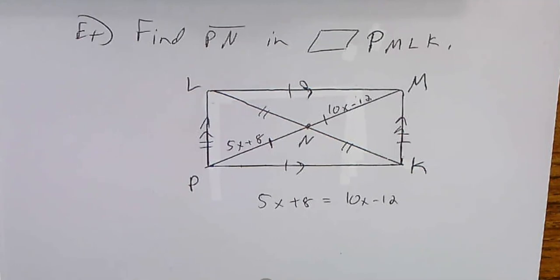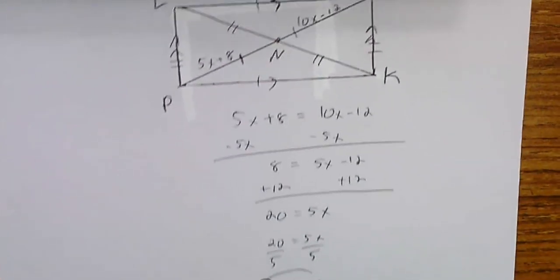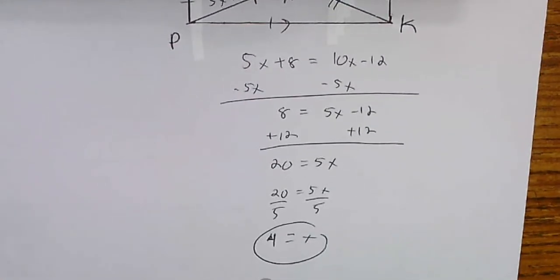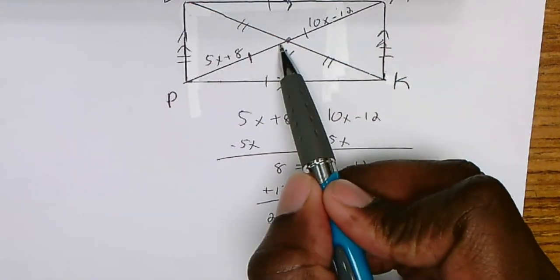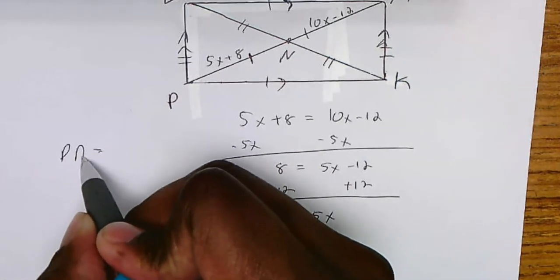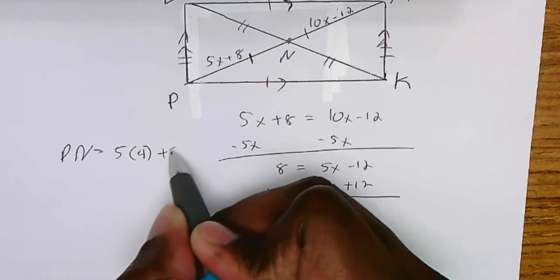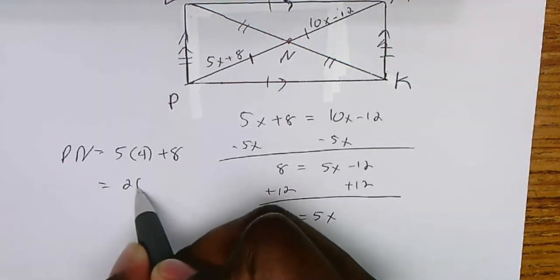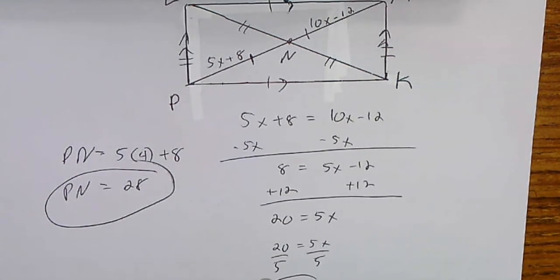Pause the video, solve the equation, and see what you come up with. So pause it now and give it a shot. After doing the math, you should have found that x was 4. Because the x we define PN, which is here, I need to go back and plug in 4. So PN equals 5 times 4 plus 8, or 28. So PN equals 28. All right, that's all I have. Good luck.